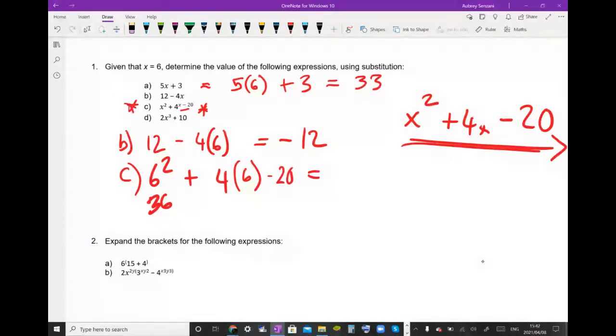Okay, so I'm just erasing this so I can have space for this last one. So this last one is correct. For D, what do we get? We have 2x to the power 3 plus 10. What do we get?